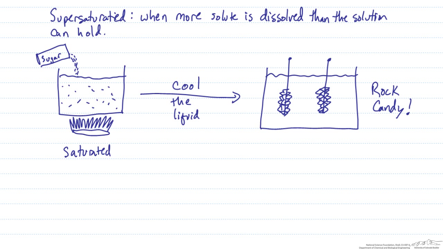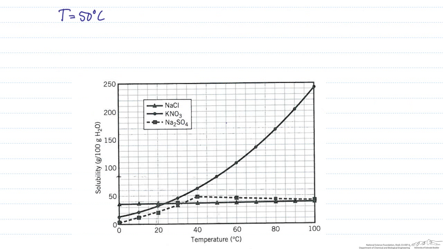So if our system is saturated, we can use our solubility chart to determine solubility based on temperature. So going back to our KNO3 example, we might say we have saturated water at 50 degrees, and we can use that temperature to look on our chart at the KNO3 salt and see that at 50 degrees we have a solubility of around 85 grams of KNO3 per 100 grams of H2O.